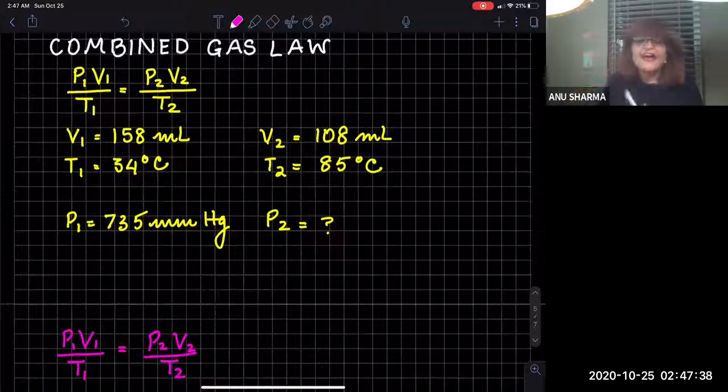Hi guys. Okay, so now let's look at the combined gas laws. The formula is P1 V1 over T1 is equal to P2 V2 over T2.